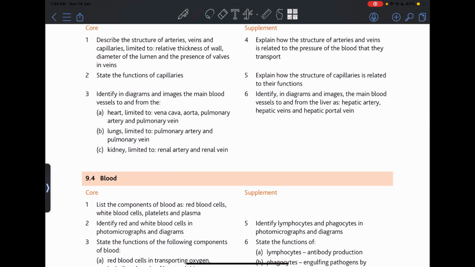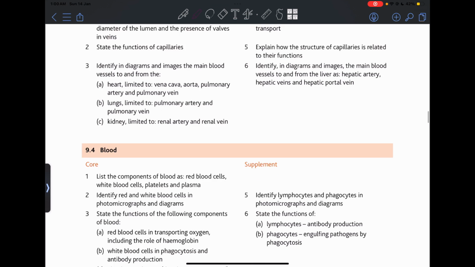And you have to also explain how the structure of capillaries is related to their functions. You have to be able to identify in diagrams and images the main blood vessels to and from the liver as hepatic artery, hepatic veins, and hepatic portal vein. So there are blood vessels that carry blood to the liver and away from the liver. Hepatic artery carries blood to the liver, and the hepatic veins bring it back to the heart.